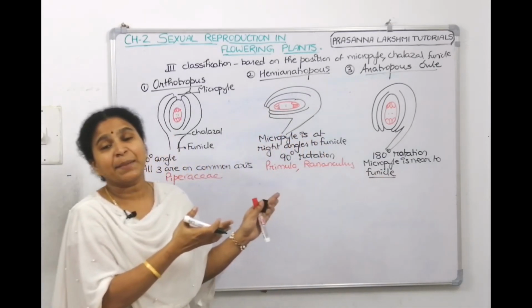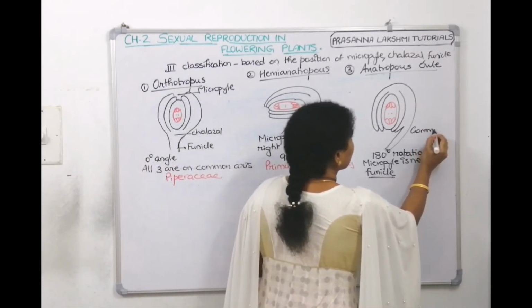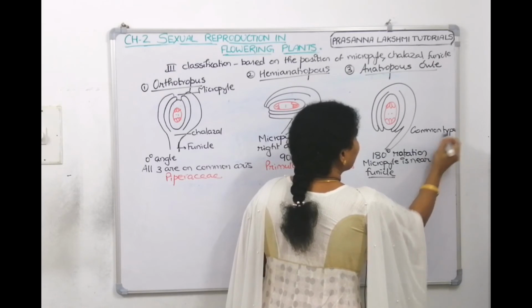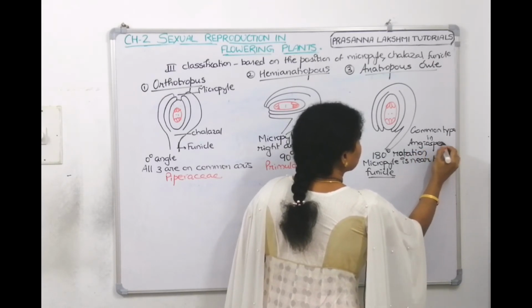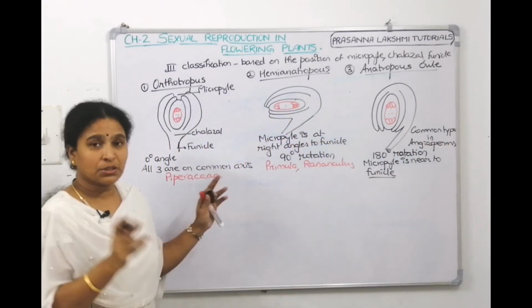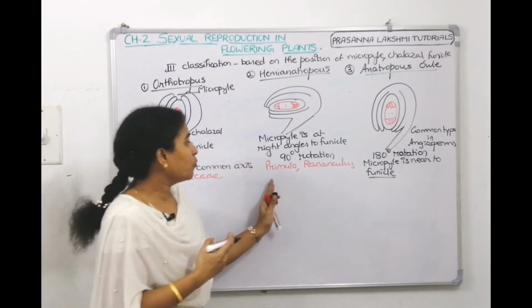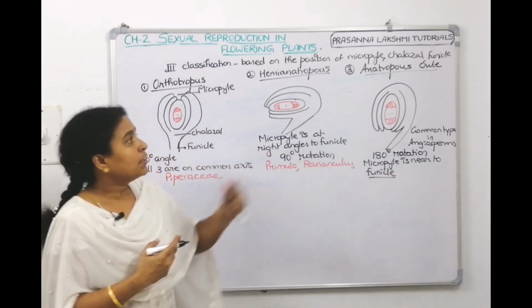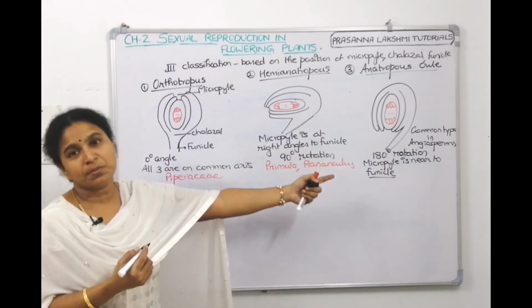This is a common type of ovule for angiosperms. It is the common type in angiosperms. Any doubt still here? You have seen the first type, Orthotropus. Gymnosperms have Orthotropus ovule, right? And the next one is Hemianatropus, Primula and Ranunculus. The third one is Anatropus ovule. Most of the angiosperms will have Anatropus ovule.